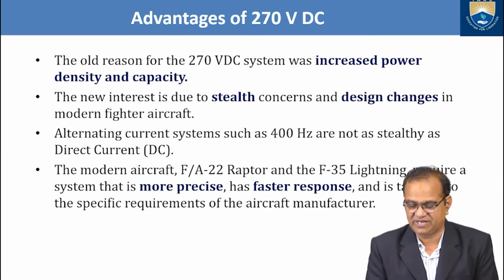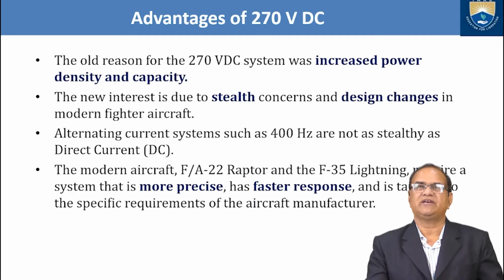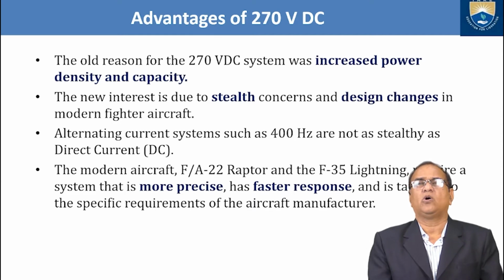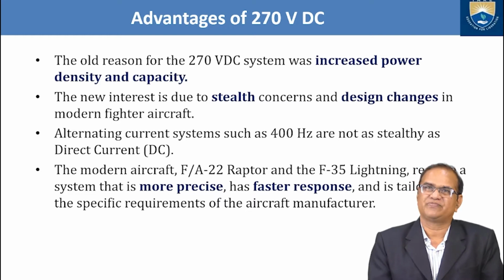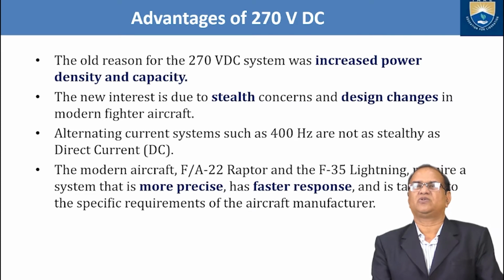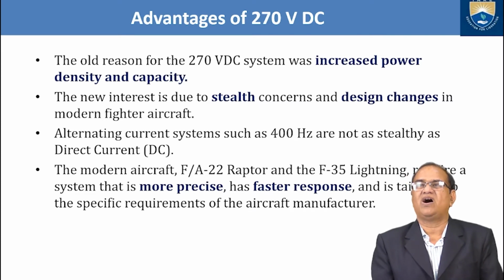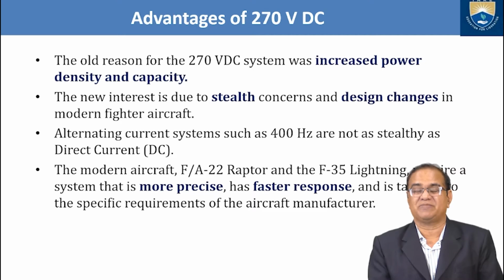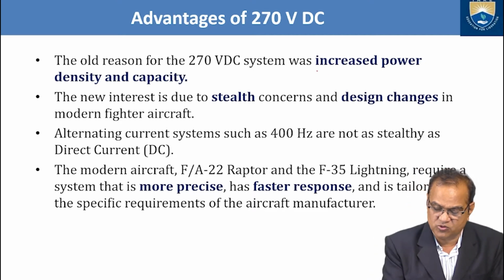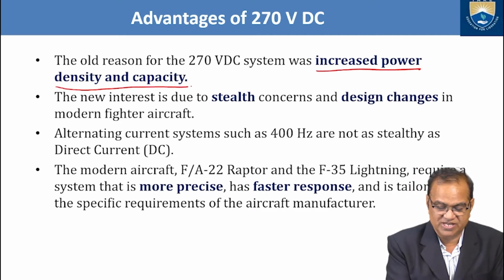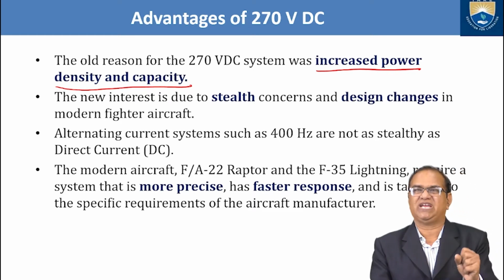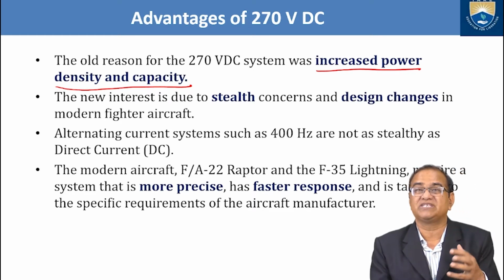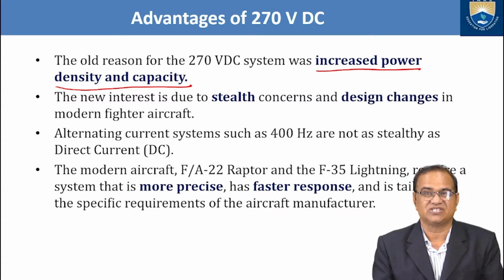Advantage of 270 volt DC: I will explain here. It is very important that we understand what the use is and what the disadvantages are also. It is not that everything is positive only. If you want to take something, you will lose something. So the old reason for the 270 volt system was increased power density and capacity. First and foremost, increased power density and capacity means that per unit weight, the power developed is very high compared to the other systems.